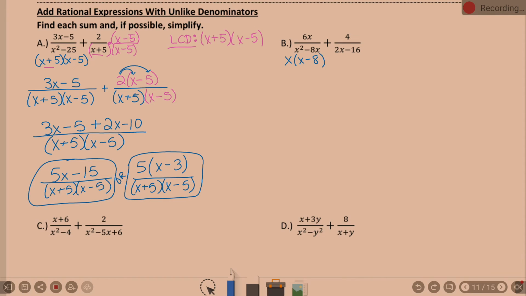We also need to factor 2x minus 16. What do you got, Landon? You're gonna go ahead and you're gonna divide by 2. Okay. All right, you got a 2. What's in my parentheses then? X minus 8, baby. Okay.